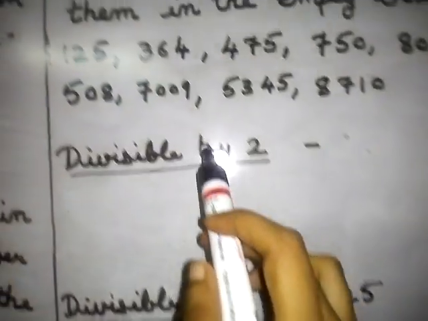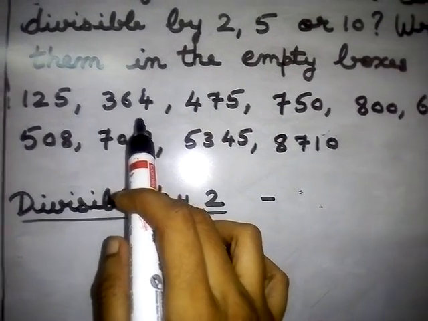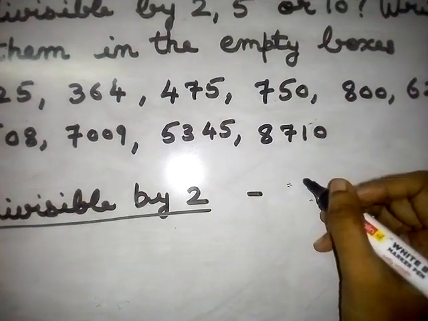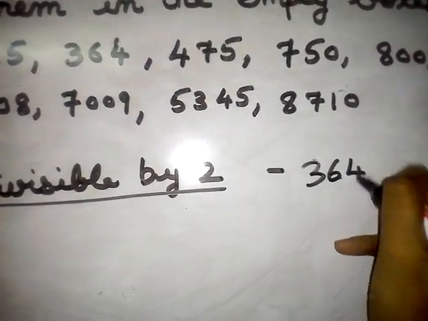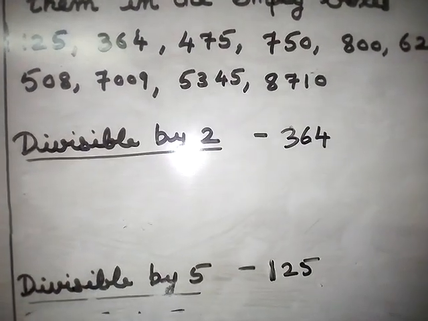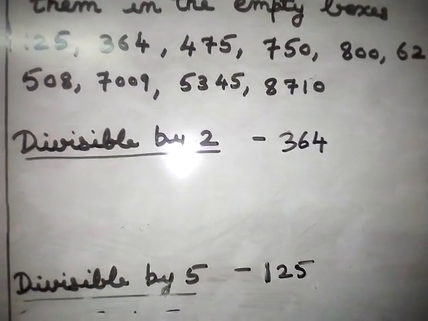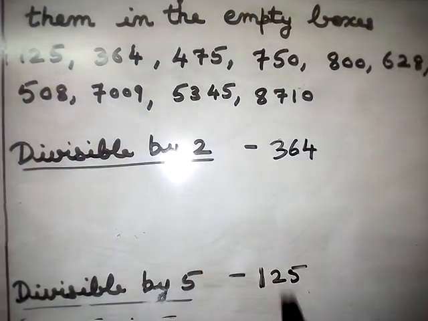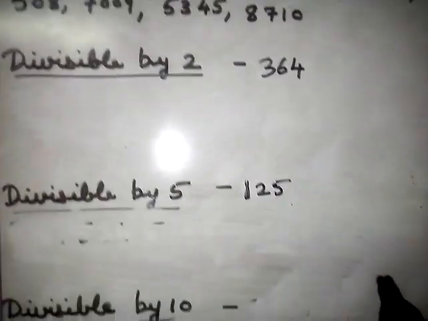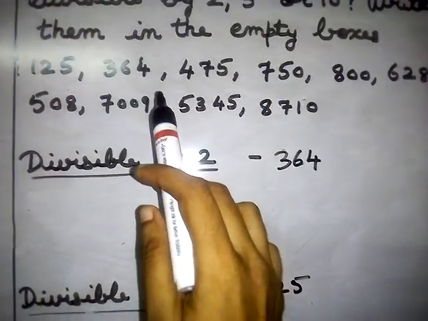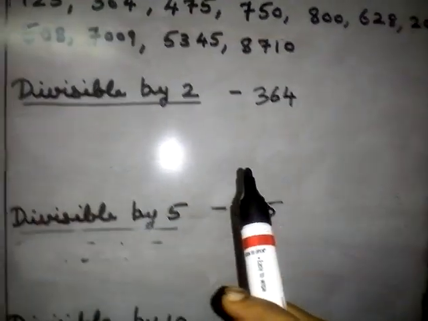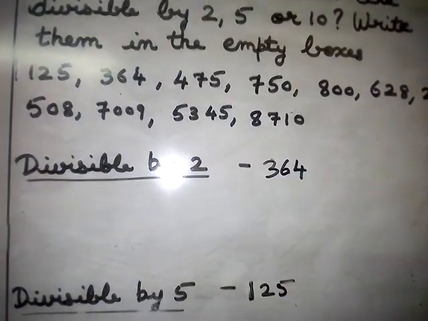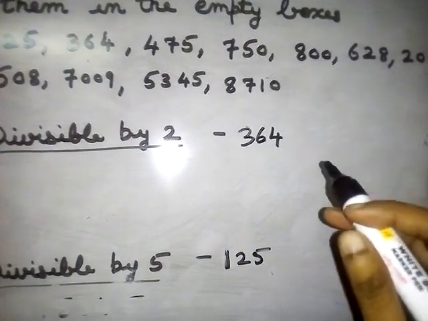Okay. So the next number is 364. Unit place, what do we check? The unit place is 4, so it is divisible by 2. Is it divisible by 5? If it is divisible by 5, the unit place should be 0 or 5. The unit place here is 4, so it is not divisible by 5. Is it divisible by 10? No. If it is divisible by 10, the unit place should be 0. So this number is not divisible by 10 also. Like this way you have to do. I keep on solving here, and you have to check.